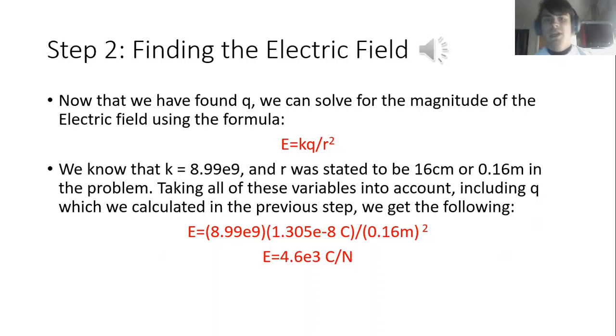We just need to plug values into the electric field formula, which I have written in red there. The electric field equals Coulomb's law constant times the point charge divided by the distance squared. We know what all of these variables are now. Once you plug those in at the bottom, as I've done there, and make sure you're using meters, not centimeters, for that distance, you get a magnitude of the electric field of about 4.6 times 10 to the third newtons per coulomb.